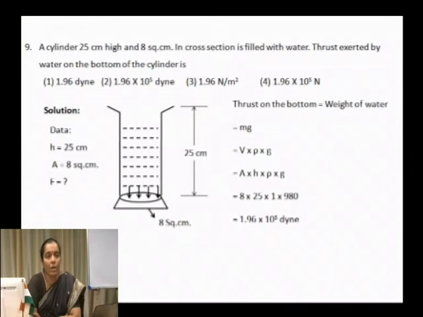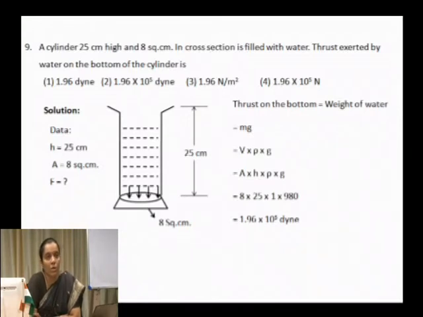Next problem, a cylinder 25 centimeter high and 25 square centimeter in cross section is filled with water. Thrust exerted by water on the bottom of the cylinder is dash, that is the problem. So, the data given is the depth of the cylinder, h is equal to 25 centimeter, cross sectional area or the base area is 28 square centimeter. We are asked to calculate the force exerted by the liquid at the base.